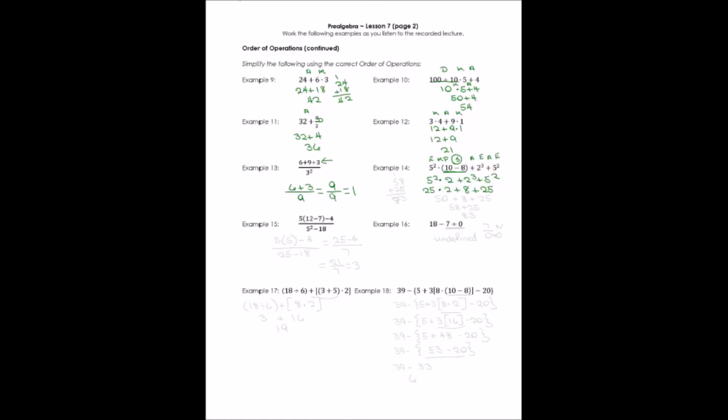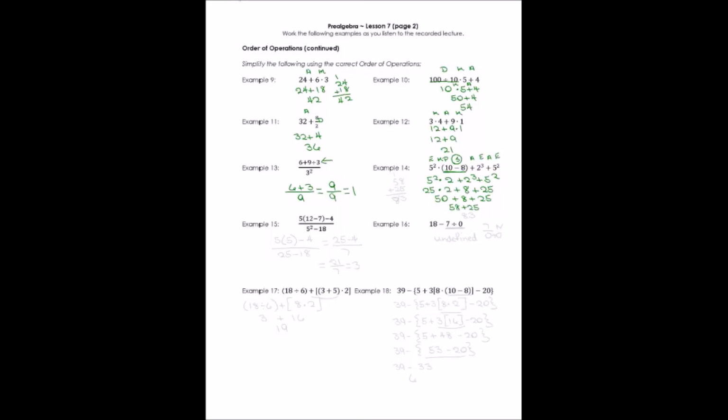Now I'm down to 3 operations: multiplication, addition, and addition. Multiplication is the highest. I'll do it first, and I'm just going to write everything else down. Now since they're all addition, I can very easily add the first two. 50 plus 8 is 58, plus 25.